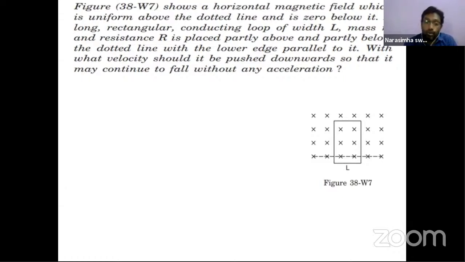Actually, if there is no external force on the frame, the moment you leave it, it will easily fall down with the acceleration due to gravity. Understood? But what is being asked? What velocity should it be pushed downwards so that it may continue to fall without any acceleration? Without any acceleration. Just like that, if you push it, it won't fall.